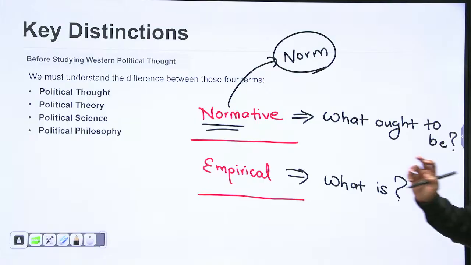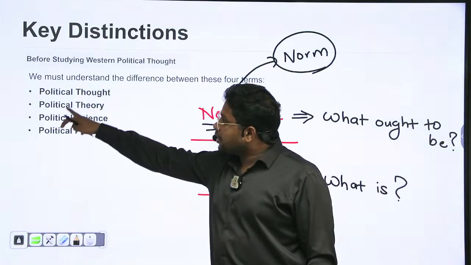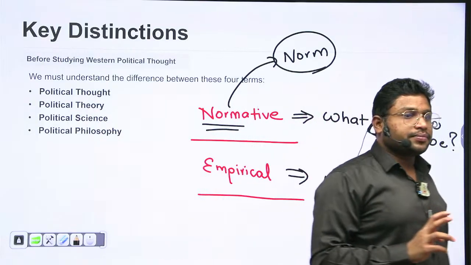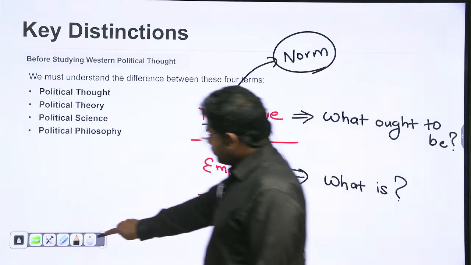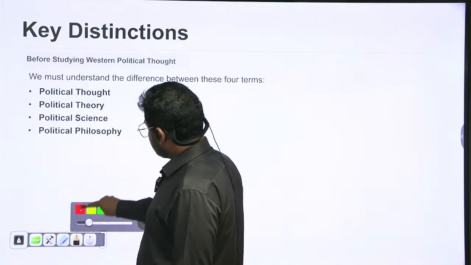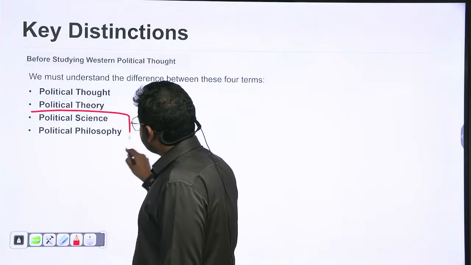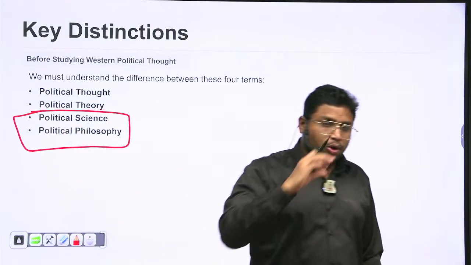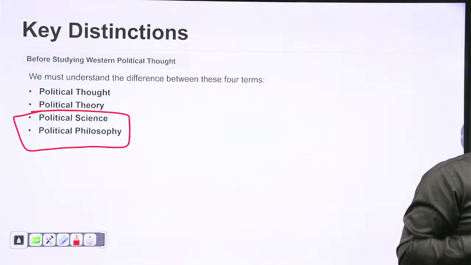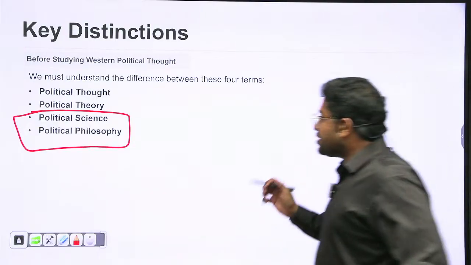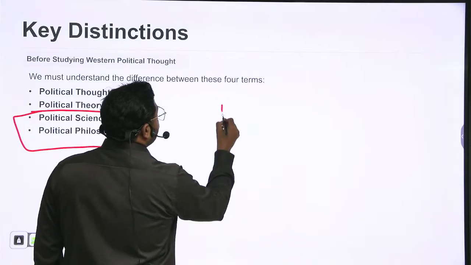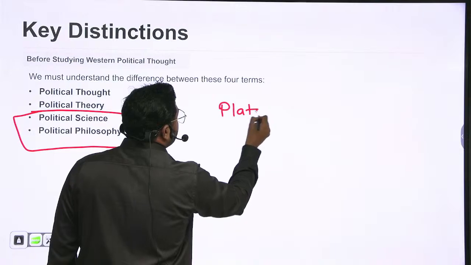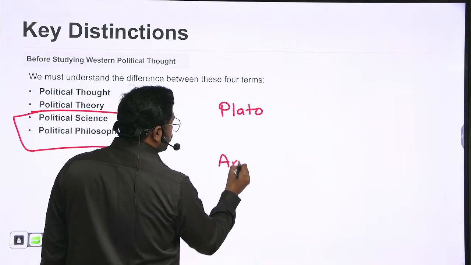Any doubt till now with these two words, political thought and political theory? No? Sure? Now look at these two. Political science and political philosophy. What we'll be doing in the Western political thought, we will be first studying about one person called Plato and another person called Aristotle.